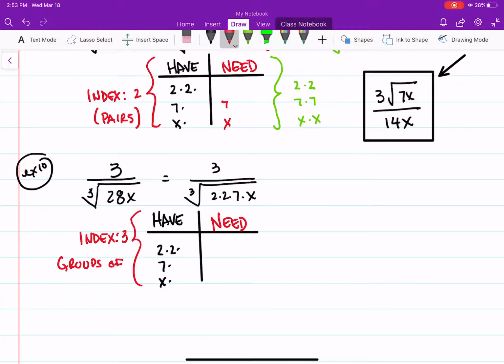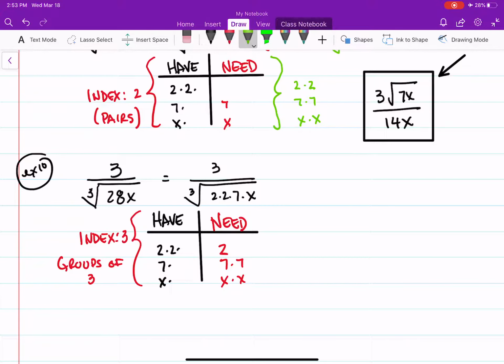groups of 3. Okay, so if we look at that, I have 2 2s. I need another 2 to make it a group of 3. How many more 7s do I need? Well, I only have 1 7, so I need 2 more 7s to make a group of 3 of 7s. When I have an x, I need 2 more x's to make it a group of 3.